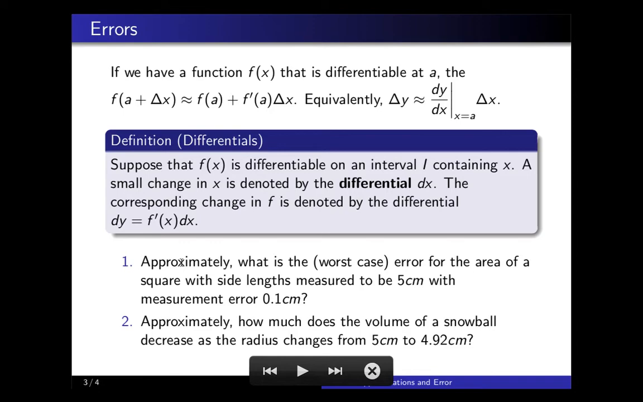Okay, so we'll ask, what is the worst possible case error that we could get for the area of a square that has side lengths of 5 centimeters with a measurement error of possibly 1/10 of a centimeter? The idea here is you're measuring something, you have a measurement plus a measurement error, and you want to see something like how much you could be off.